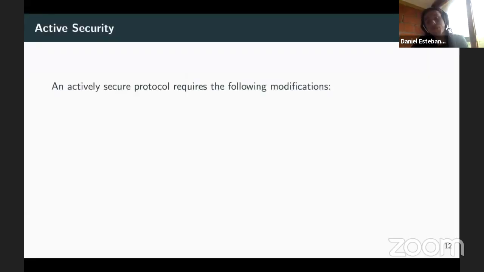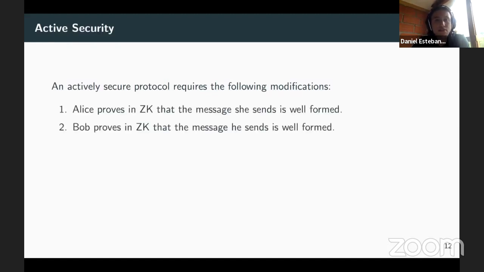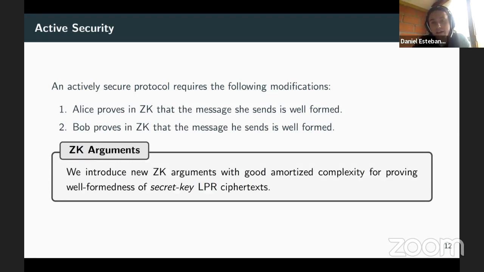For active security, we unfortunately get the same attack vector as I described before. To make this actively secure, they have to prove in zero knowledge that what they send is correct. Unfortunately, in this case, you cannot just take zero knowledge techniques out there because the type of statements that arise in this setting are different. So we introduce new zero knowledge arguments with good amortized complexity for proving the well-formedness of secret key LPR ciphertexts, which is the type of statements we get here. I won't go into the details; I invite you to see the paper that hopefully will be on ePrint in a couple of weeks. We use existing techniques, but it's not a standard zero knowledge argument you can find in the literature.